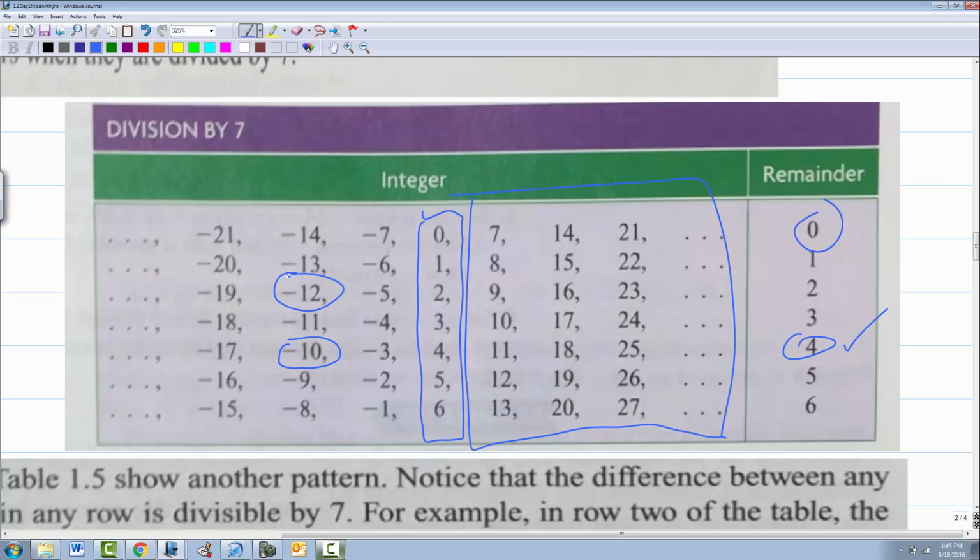Negative 12. What is the smaller multiple of 7 below negative 12? Negative 14. How far away is negative 14 from negative 12? 2. Negative 15. What is the smaller multiple of 7? Negative 21. How far is negative 21 from negative 15? So it has a remainder of 6. That's how you have to do this in order to figure out what's going on. I'm done with that.